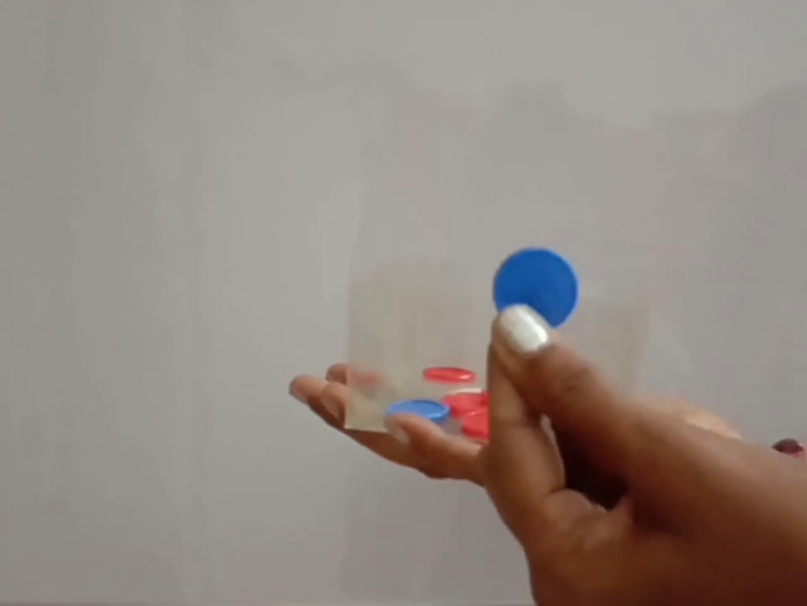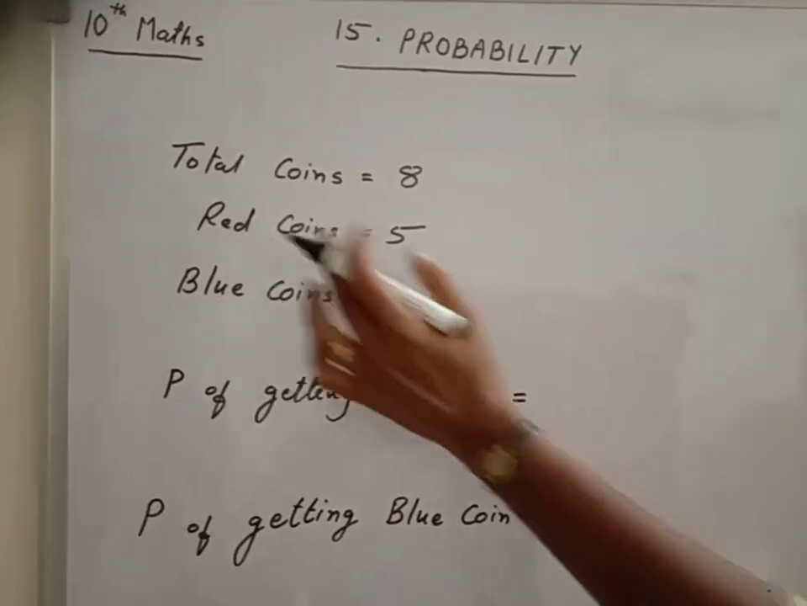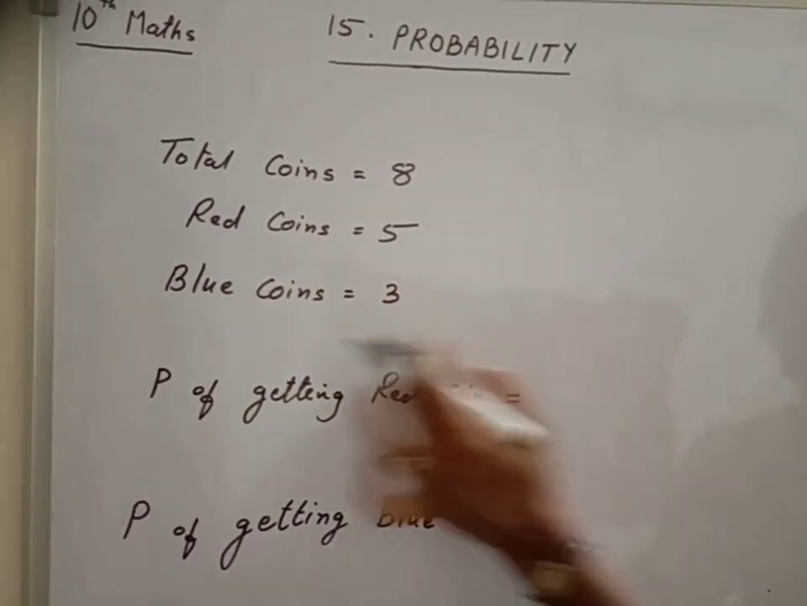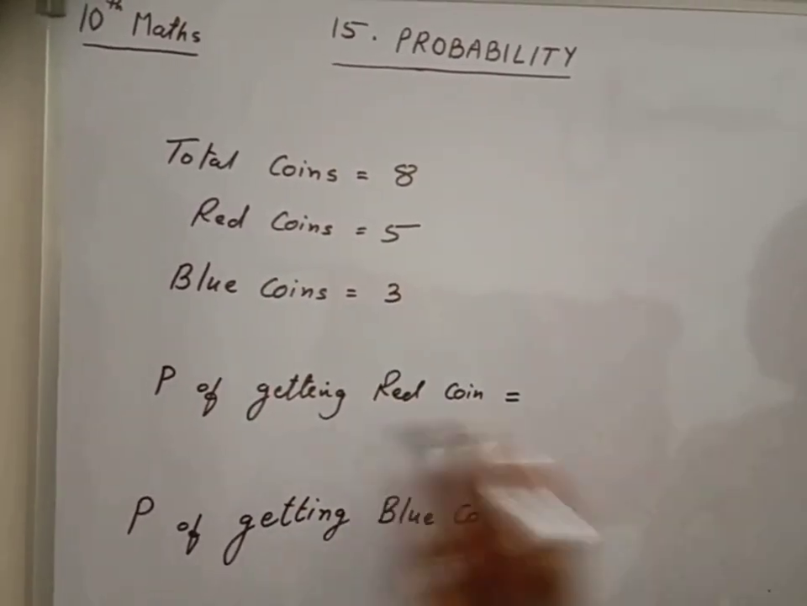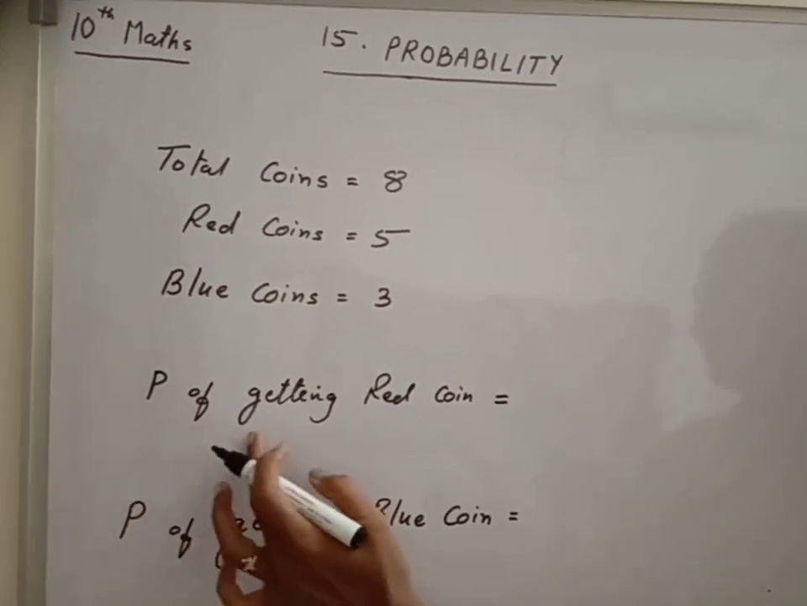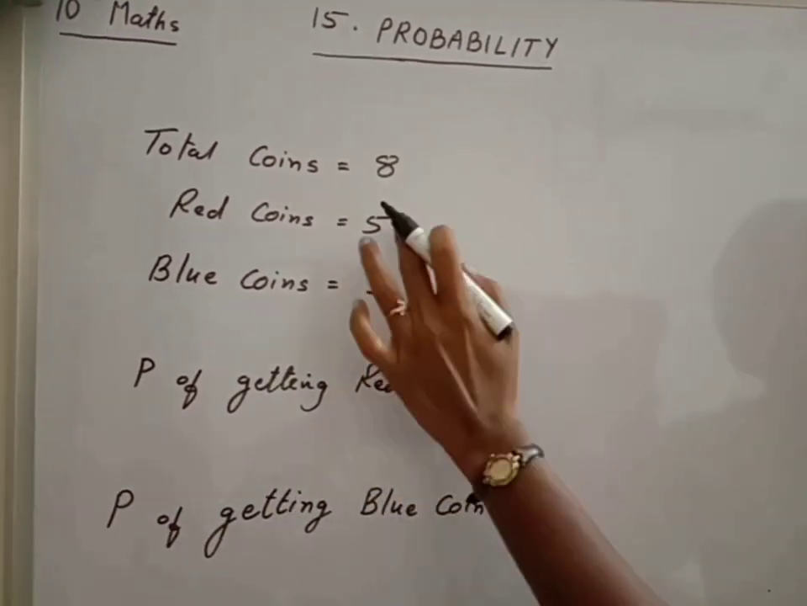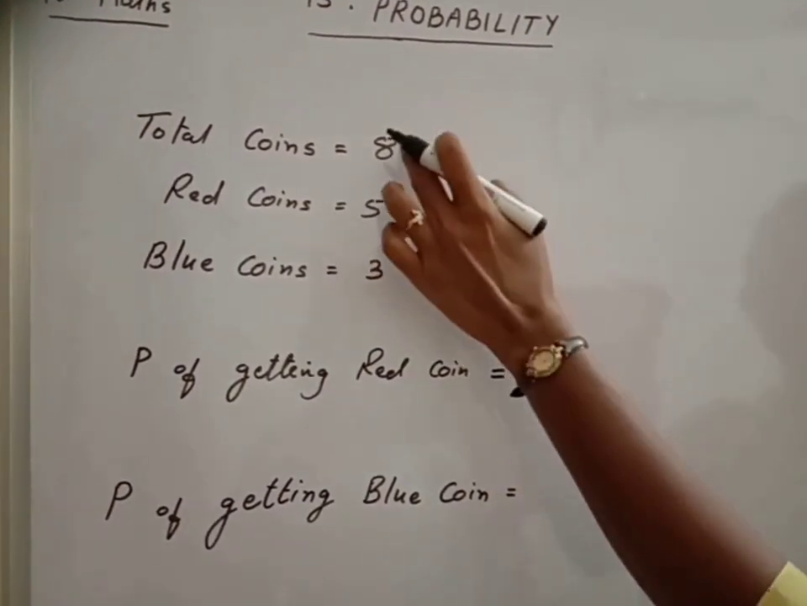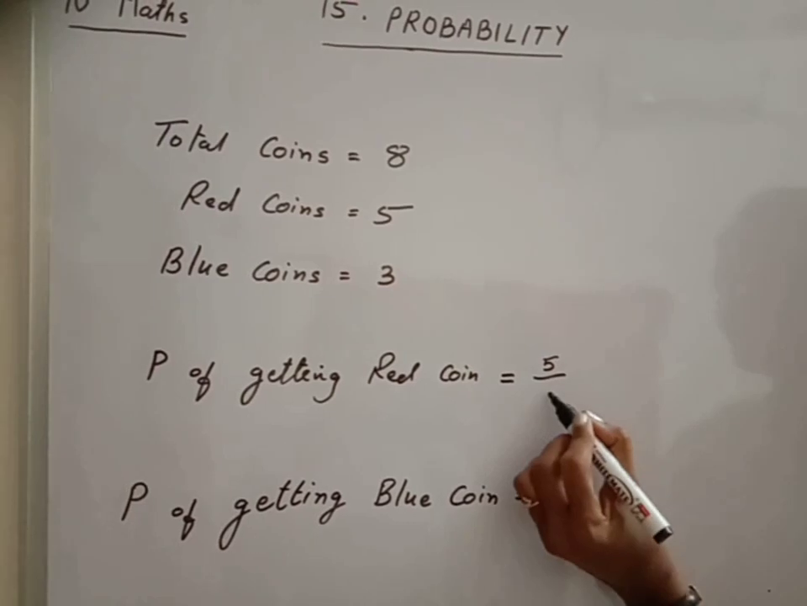Let us write it on the blackboard. Total coins 8, red coins 5, blue coins 3. So the question may be like this: what is the probability of getting red coin? Now red coins are 5, so 5 divided by total number of coins, that is 8.